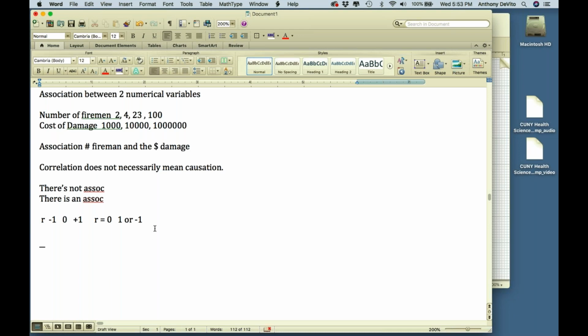So we can use this two ways. We can calculate this coefficient called R, and the closer it is to 1, the stronger the correlation is, the stronger the association between these two numerical variables. Okay, now you could have a positive one or a negative one. Anybody want to hazard a guess as to what the difference between having a correlation of +1 versus -1 might mean?